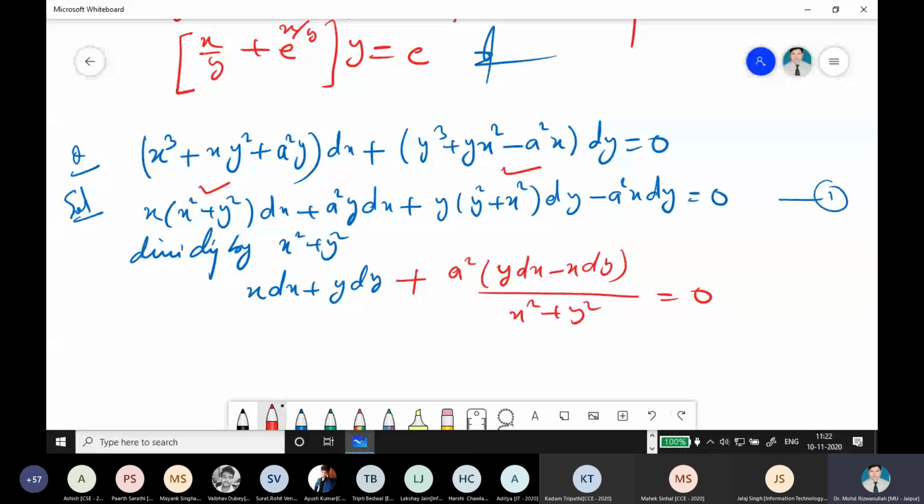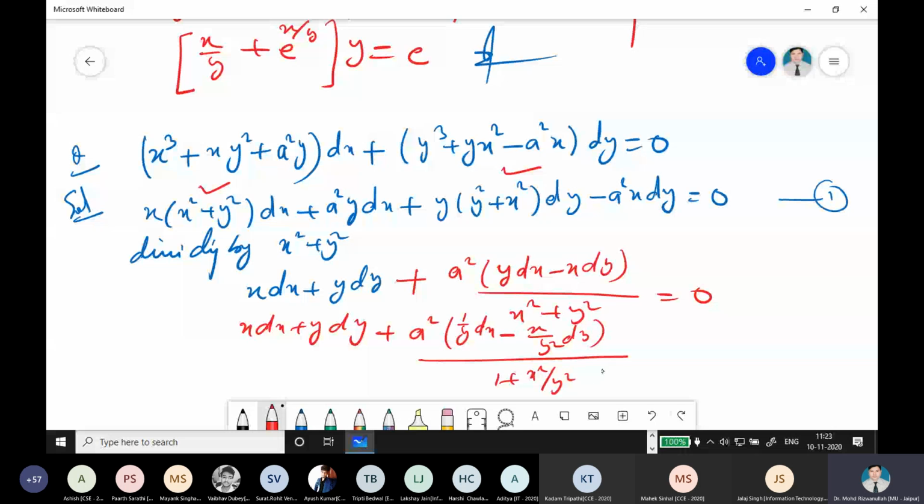But here I'm dividing the numerator and denominator by the last term, y². So I'm just dividing by y², keeping the other terms the same. So x dx + y dy, plus a² times (1/y dx − x/y² dy), divided by 1 + x²/y², and this will be the separate term, equal to 0.